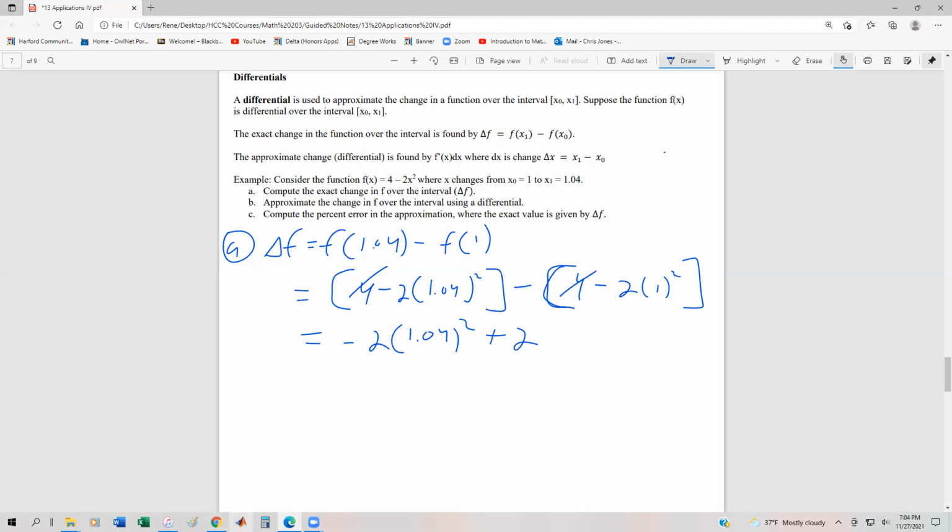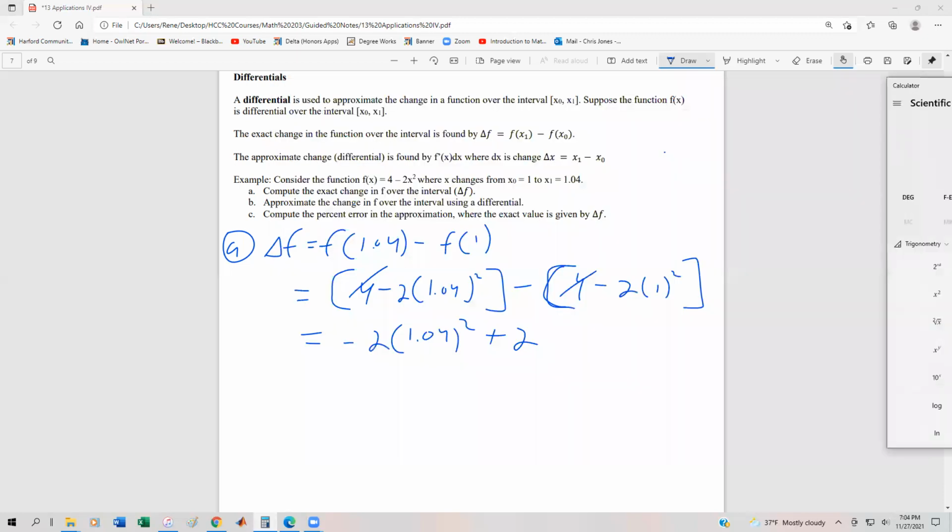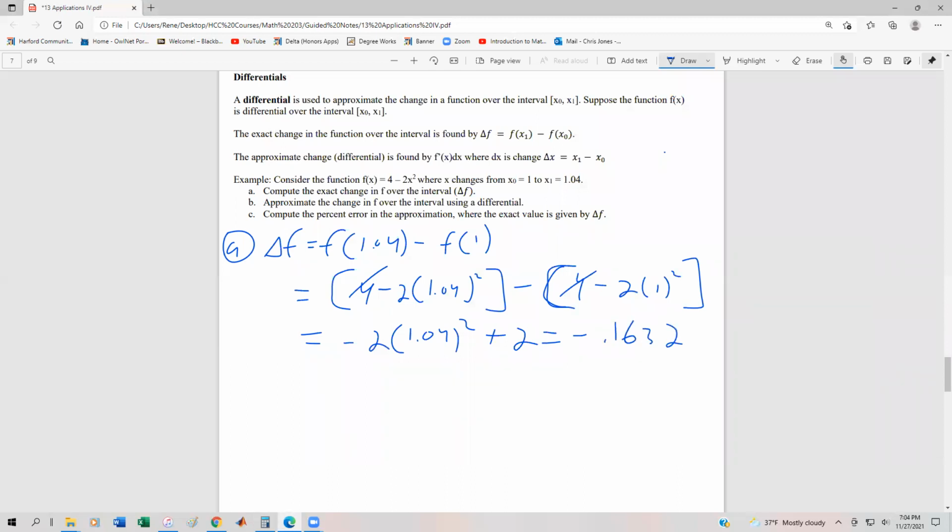We can throw that in our calculator: 2 minus 2 times 1.04 squared. We end up with negative 0.1632. So that's the precise value, that's our delta f.